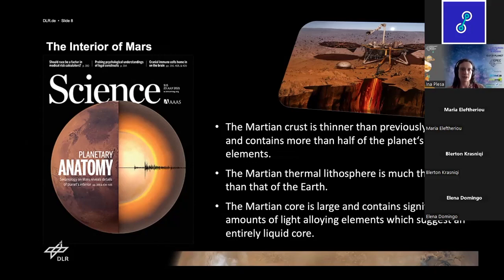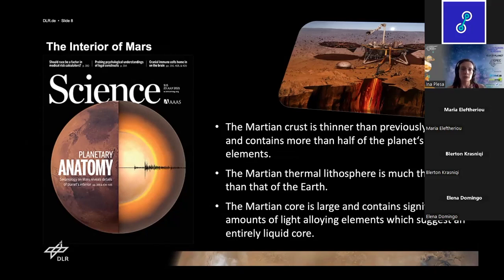And thanks to the data that we have collected with this mission, we now know that the crust of Mars is thinner than was previously thought using indirect approaches. And this crust has to contain a lot of the heat budget that the planet acquired when it formed. Also, the thermal lithosphere is much thicker than that of the Earth. On Mars, we have a thermal lithosphere of about 400 to 600 kilometers. On Earth, this is typically 100 to 200 kilometers.